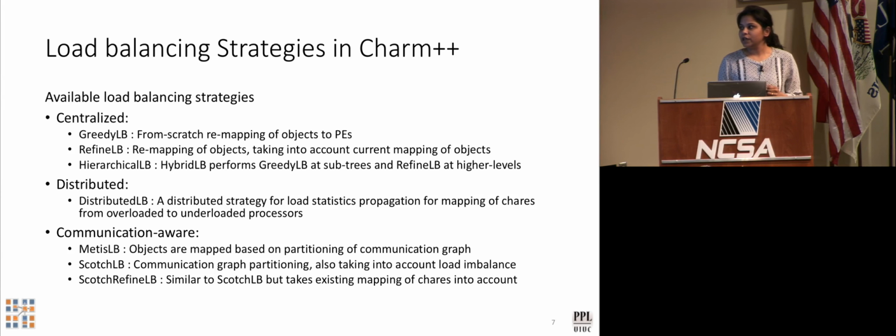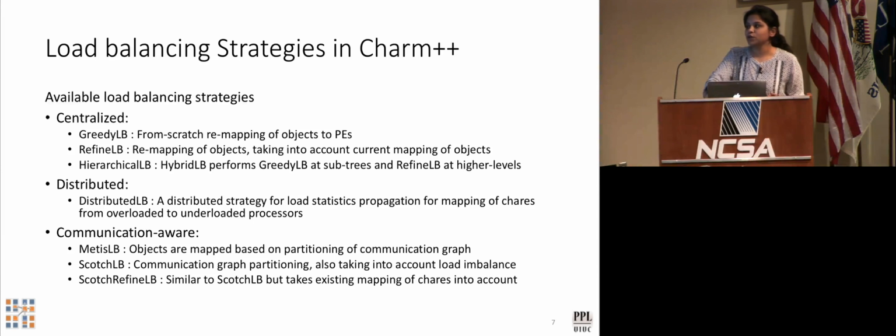Then there is HierarchicalLB or HybridLB, which is more useful for large core counts, where it performs load balancing in a hierarchical manner, where subtrees run the greedy algorithm, whereas higher level nodes in the tree run the refinement load balancing strategy. There's also the distributed load balancing strategy, which uses partial propagation of information and load statistics in order to map chares by moving chares from overloaded processors to underloaded processors. Since it's not centralized, it saves a lot of strategy cost.